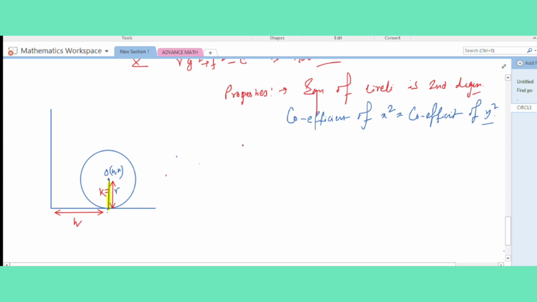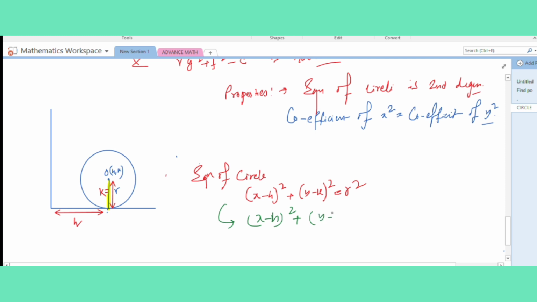Now putting the values in the equation of the circle, (x minus h) whole square plus (y minus k) whole square equals r square. If I put k equal to r, then (x minus h) whole square plus (y minus r) whole square equals r square. Or you can put r equals k also, that would be better. So we get x square minus 2hx plus h square plus y square minus 2yr plus r square equals r square. So this r square will definitely cancel out.